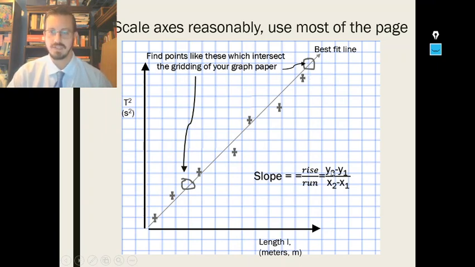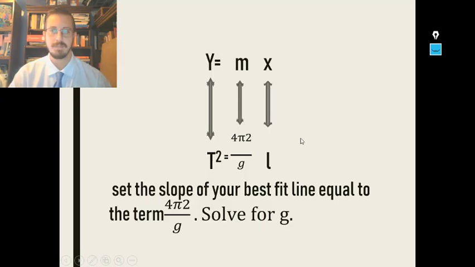And then the difference in the y's, or the difference in the time squared values in this case, would give us the rise, and the difference in the x values, the difference in the length values for this experiment, would give us the run, and rise over run is the slope. Once you've got the slope, you set it equal to 4 pi squared over g, and solve for g. That's your claim. Are there any questions about this week's lab?